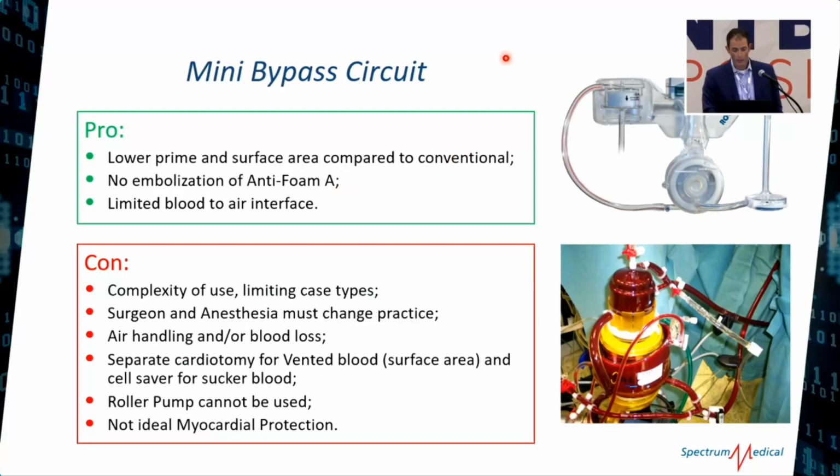I know it's not widely used in the US, but there are still some people using it in the US, and it's more widely used in Europe and overseas. Pros are lower prime volume and surface area compared to conventional, no embolization of antifoam A, and limited blood-to-air interface. Mini bypass circuits are complex to use, with limited case types, and take a lot of orchestration between surgeon and anesthesia to pull it off effectively without risk.